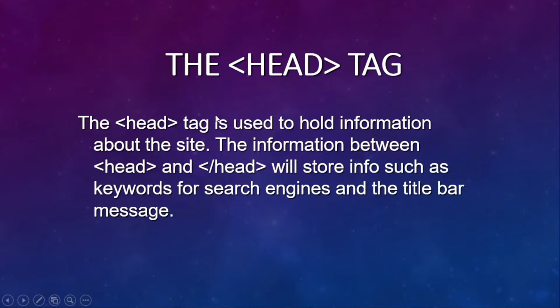Now, we have the head. The head tag is used to hold information about the site. The information between the opening and closing head tags will store info such as keywords for search engines and the title bar message. Now, you know what the title bar is. I'm going to show you the title bar as we go along. The title bar is what is at the top of your web browser. So that is where head is going to show. And whatever is there is what the search engine is going to use to search. So when we are talking about SEO, you will take note of head, right?